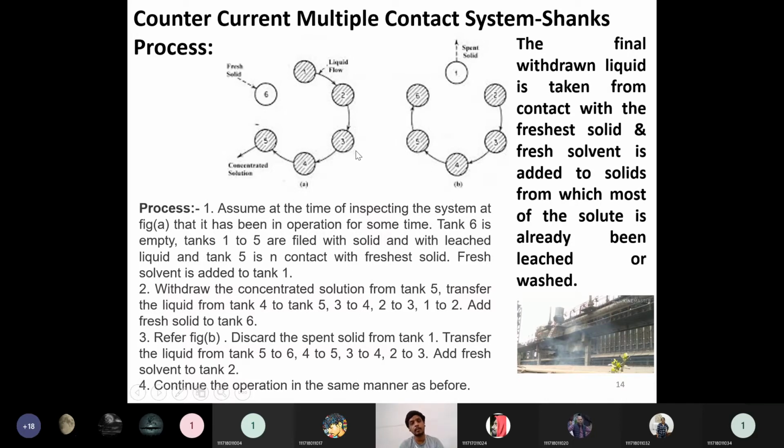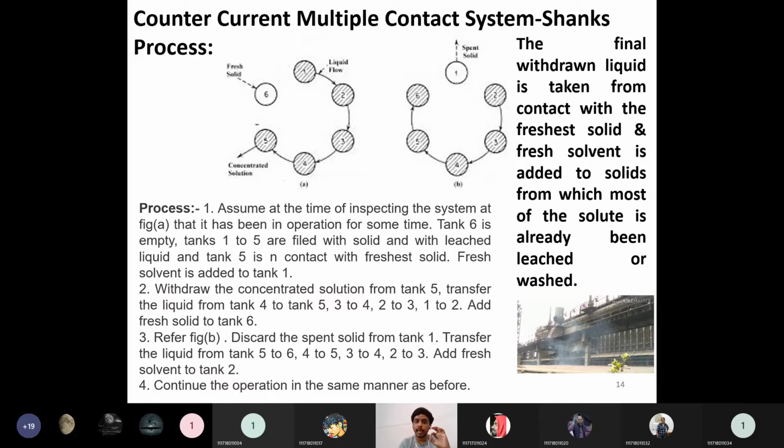But how will this movement of liquid be arranged? For example, assume this entire operation, this Shanks process, has been in operation for some time. We are not starting newly; the plant has already been operated. Just assume that. Initially, assume tank 6 is empty. There are no solids inside and no solvent inside.